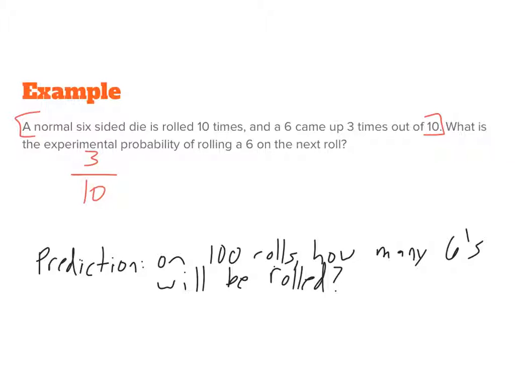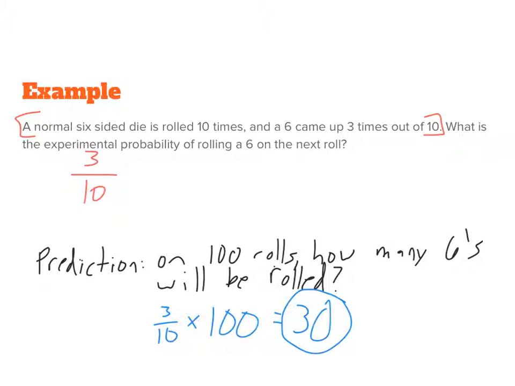So we had a small sample. We rolled the die 10 times and we got 6 3 times. We can use that experiment to predict how many 6s we would get on 100 rolls. And how we do that is we take the probability that we found from the experiment and we multiply it by the number of rolls that we're going to have. So if we take 3/10 times 100, we would get that, according to our experiment, we should be able to predict that we're going to get a 6 30 times out of 100.